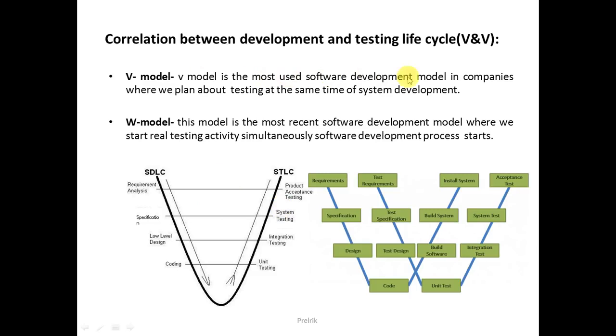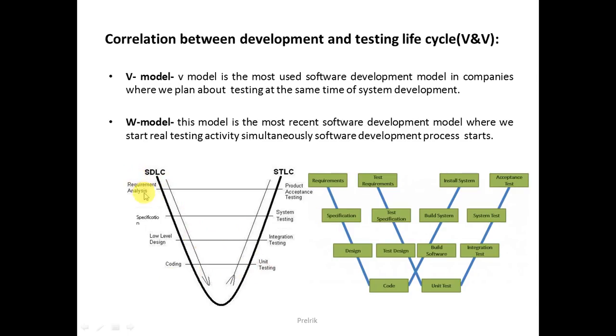The V model is the most used software development model in companies, where we plan for testing at the same time as system development. Okay, and now let's see the W model. So what's the difference? Here you can see that all the STLC activity is planned once the coding is done. There is no testing activity happening before this coding.